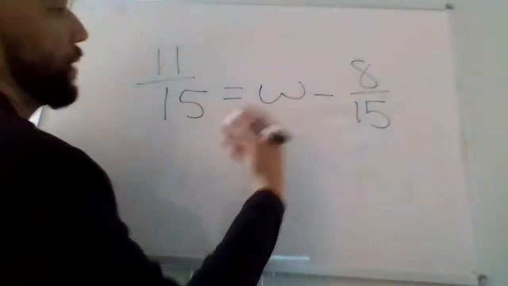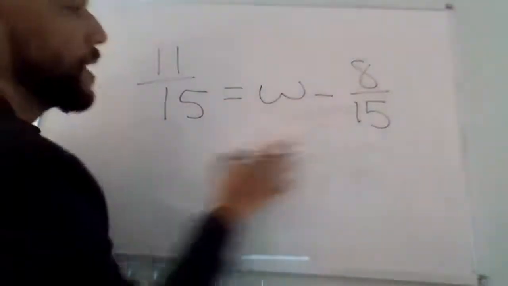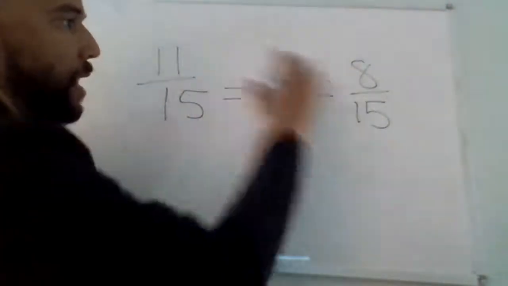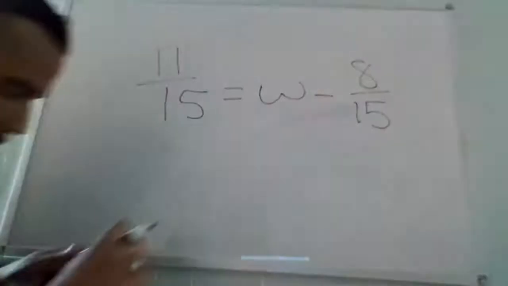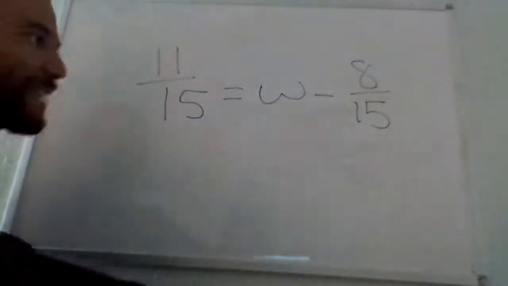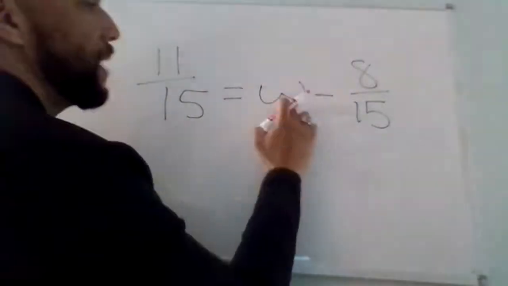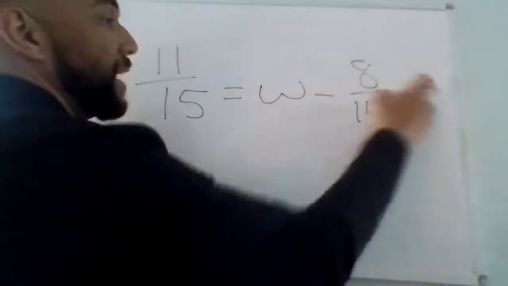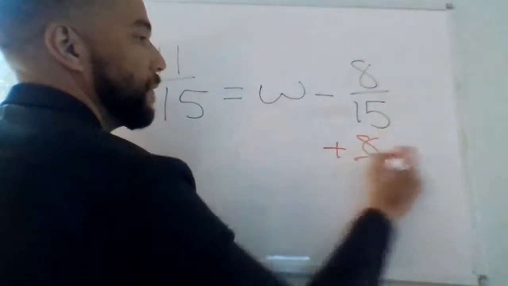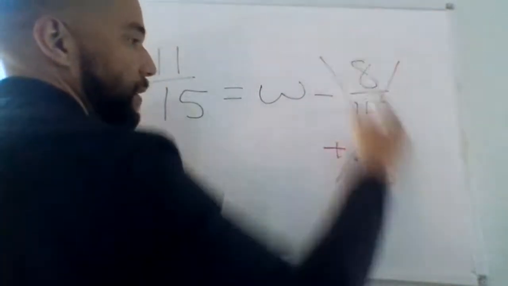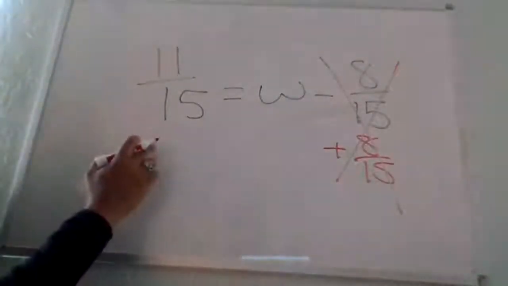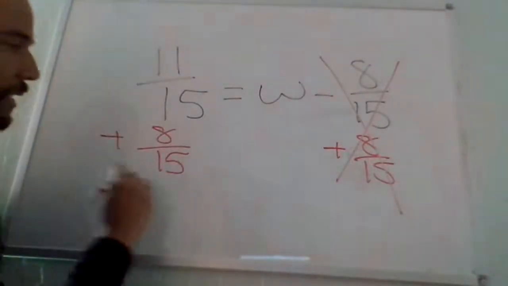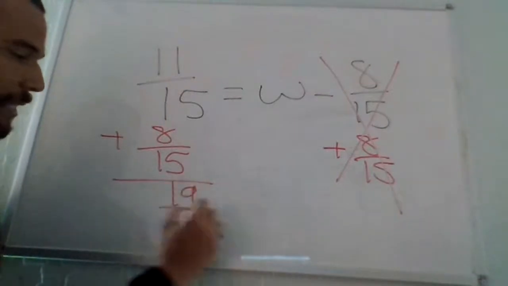So something else that we can do, if you want to know how we got there, because it wasn't obvious, it was not something that is part of your background knowledge or schema, what we have to do is isolate the variable, right? So how do we get this variable by itself? We have to get rid of this 8/15. And because they're subtracting 8/15, I need to add 8/15. That's going to cancel out on this side. And because I do it to one side, I have to do it to the other side. So when I add 8/15 here, what am I going to get? 19/15.